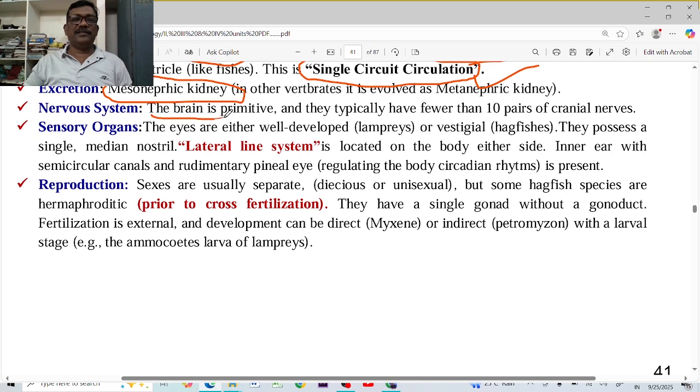Nervous system, the brain is primitive and they typically have only 10 pairs of cranial nerves. These 10 pairs of cranial nerves are present in the cyclostomata, next in the fishes, also amphibians, and in the reptiles also. But when we reach the birds and mammals, the cranial nerves become 12 pairs.